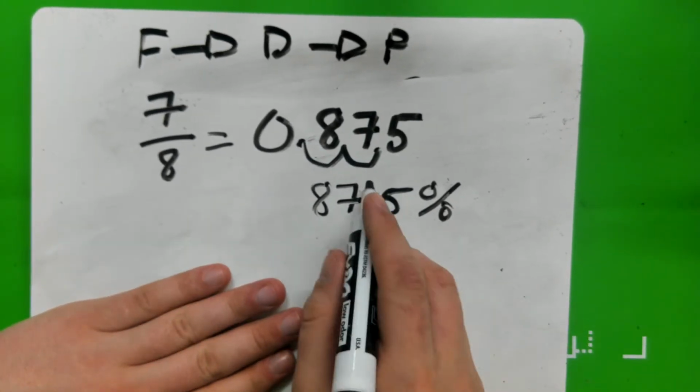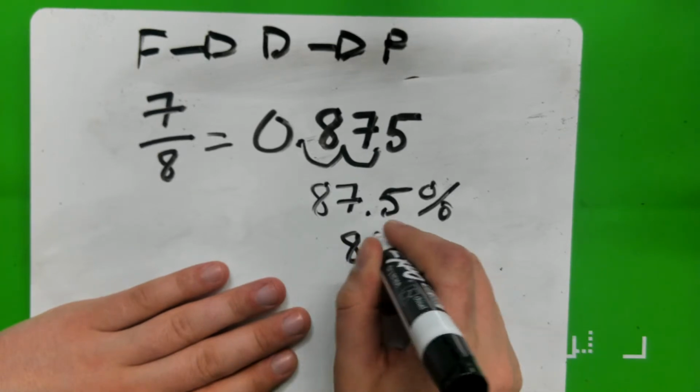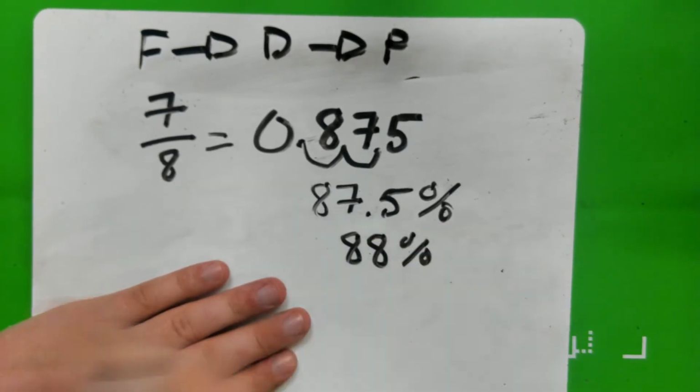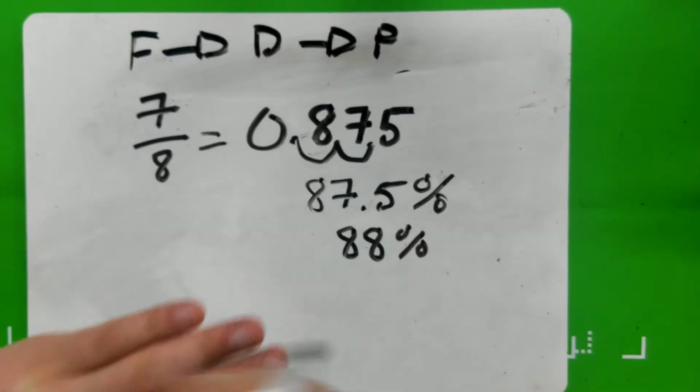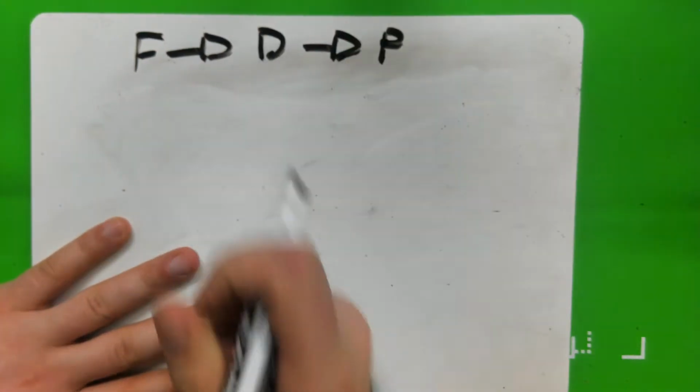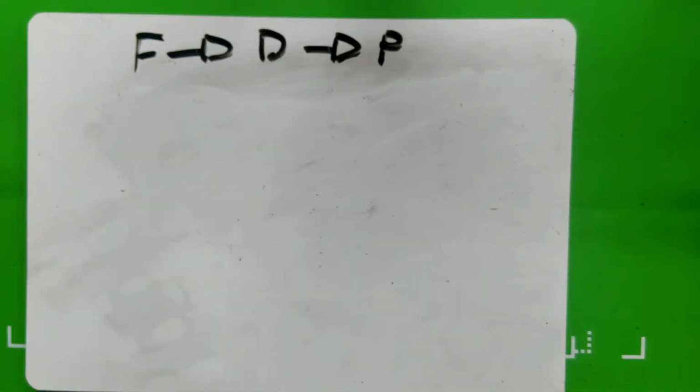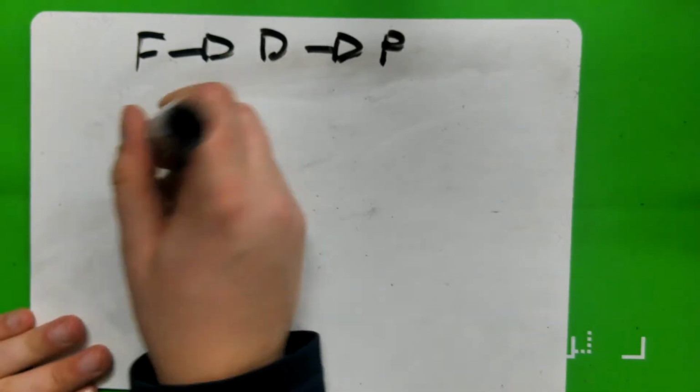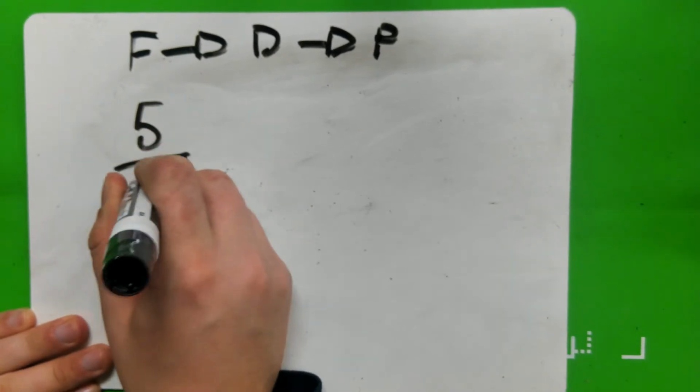Now, quite often teachers won't leave it like that, and that would give you an 88 if it was a test. All right, let's try another one, shall we? Okay, let's go with one of my personal favorites, 5 over 6.